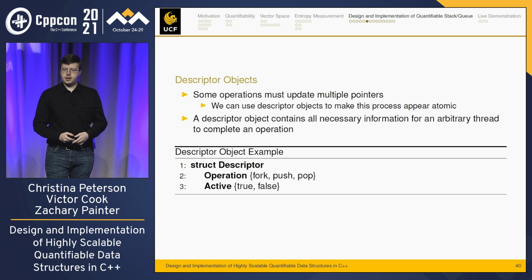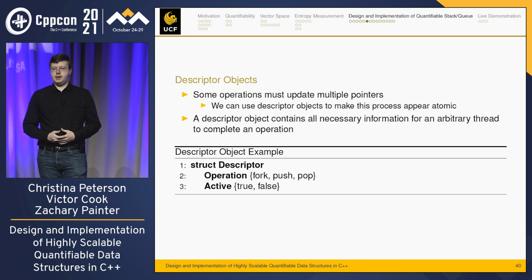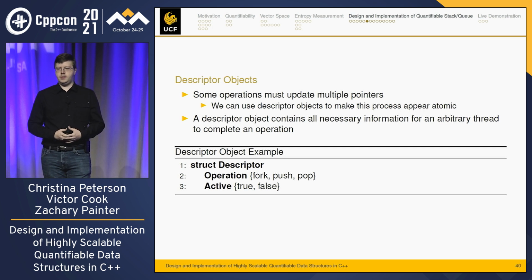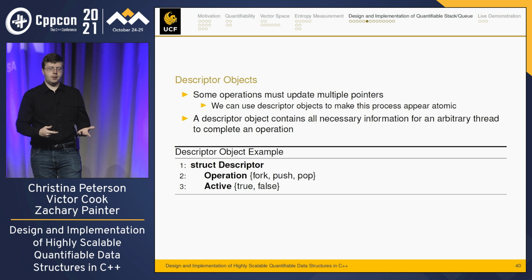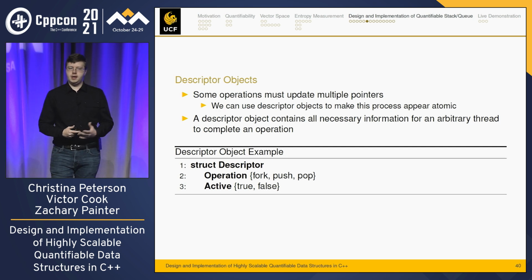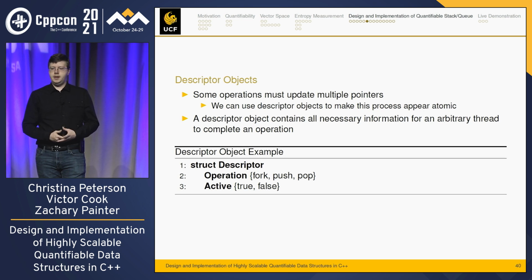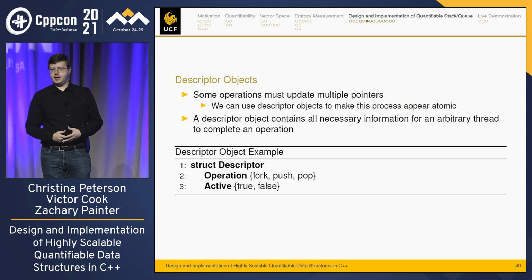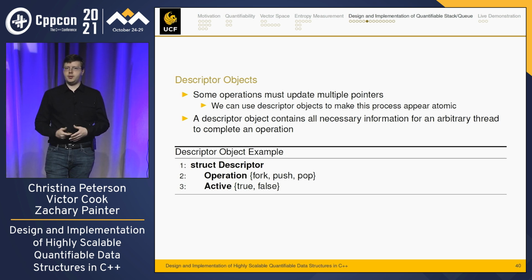And the reason we bring that up is because of the double link between each node, a lot of push and pop operations actually require an update of multiple pointers. So if you're aware, a basic compare and swap can't update multiple memory locations at once in an atomic step. So we need a little help to be able to update multiple memory locations at once. And the way we do that is with descriptor objects. A descriptor object contains all the information necessary for an arbitrary thread to complete its operation.